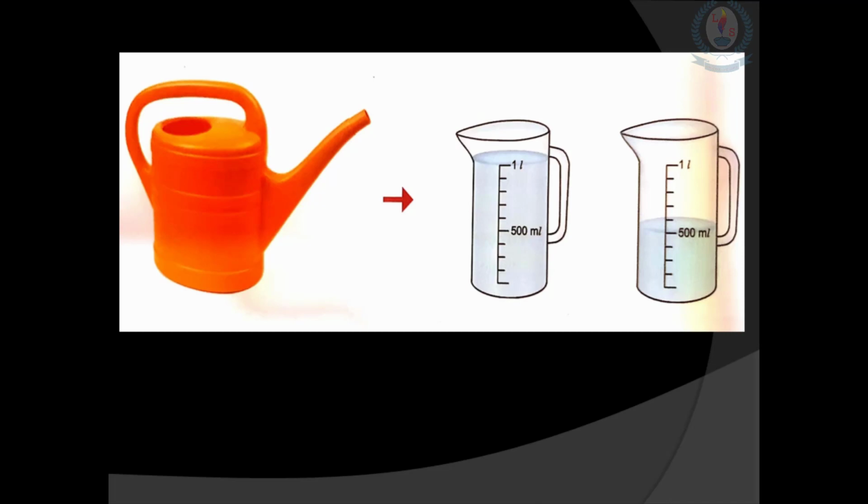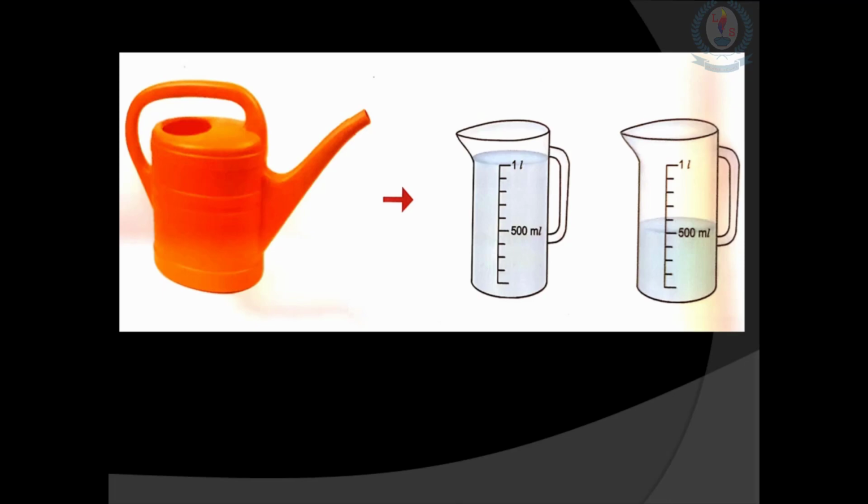Now let's use this 1 liter measuring jug to measure the capacity of this watering can. The watering can is completely filled with water. All the water is then poured into 2 measuring jugs. Both are 1 liter measuring jugs. What is the capacity of the watering can? How do we find the capacity of the watering can?